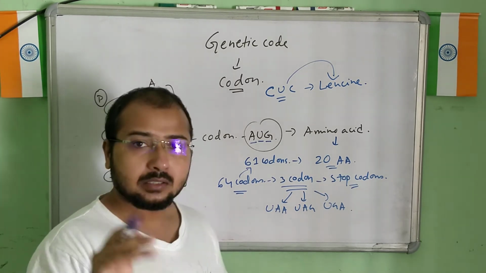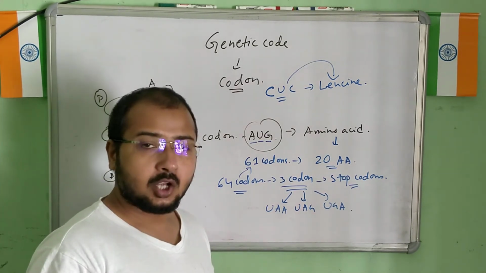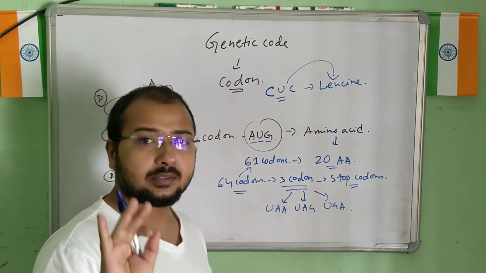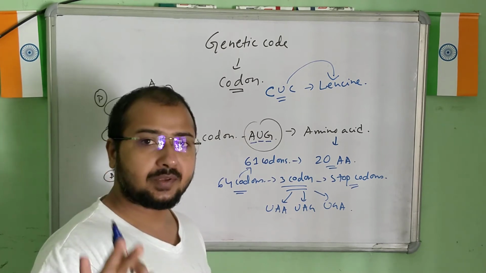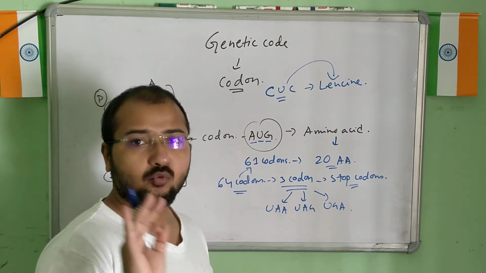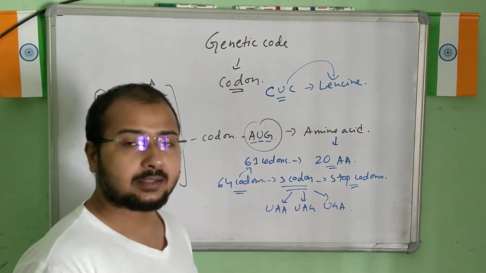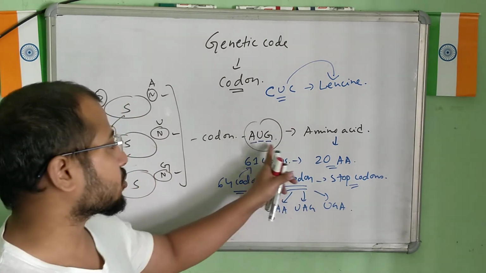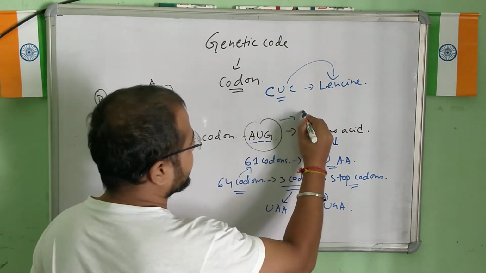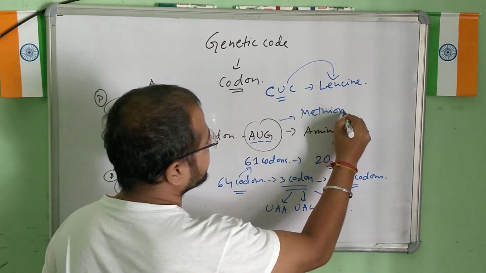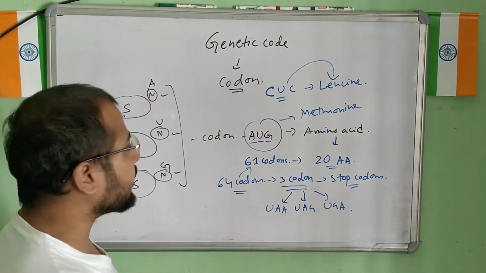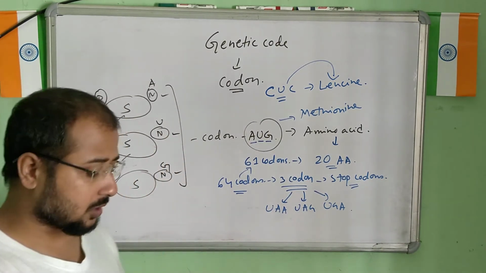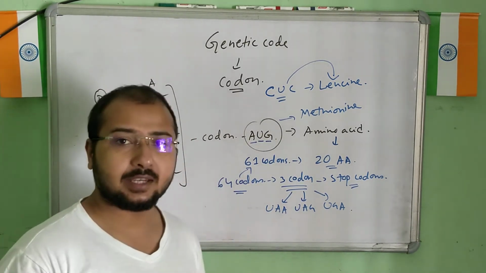Okay, so one specific codon codes for one specific amino acid. That's it. Only one specific amino acid is coded by one specific codon. This is the property that the codon is universal in nature. AUG codes for the amino acid methionine. All the time AUG will code for methionine only, not any other amino acid. So they are very specific in nature and universal.